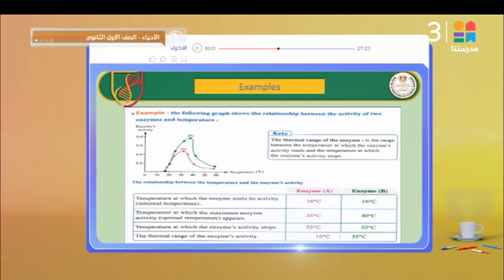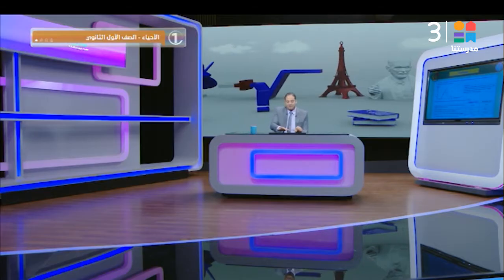So the enzyme stops completely at 55 Celsius degrees because the temperature is increasing more than the certain limit. That's right. Okay, the thermal range of enzyme activity. Each enzyme has a certain range of activity. The thermal range of activity may be 16, 40, 55 according to the living organism. For example, in human beings, the range of activity is from 37 Celsius degrees to 40, the most efficient range of the enzymes.